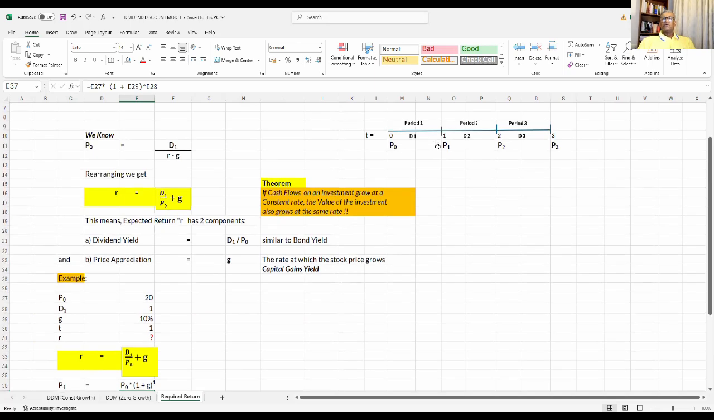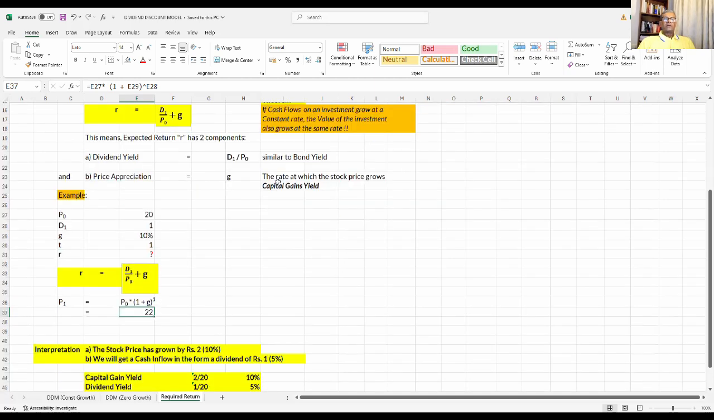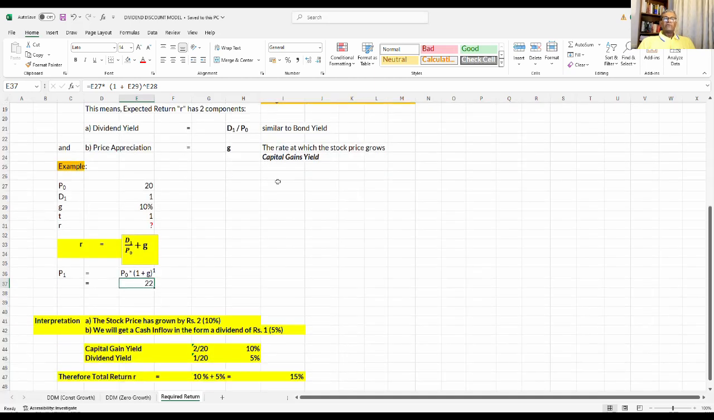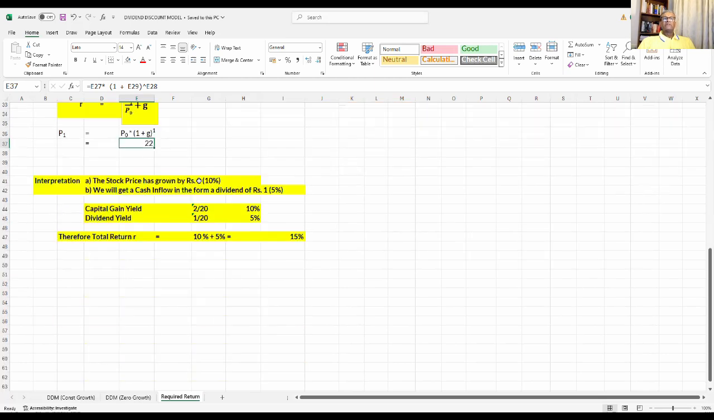Now, what are the cash flows that are available? One is the dividend in this period, and then the price appreciation. That is, if we sell the stock at P1, then we will get 22 rupees. How much has the stock appreciated? The stock has grown by 2 rupees. And in terms of percentage, 2 divided by 20 is 10%.